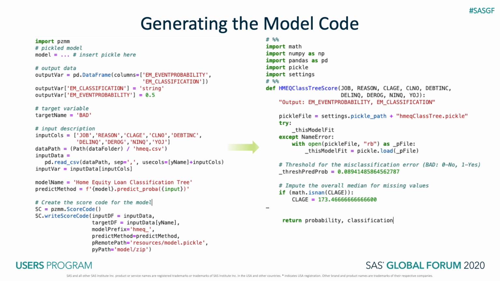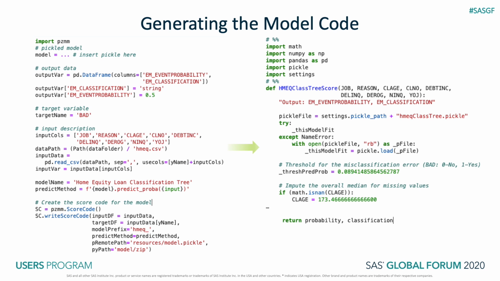The write score code function generates the program on the right, which is a simple program that loads the model from its pickle file and also provides some calculated values for missing data values and adds additional code that is important for Model Manager.